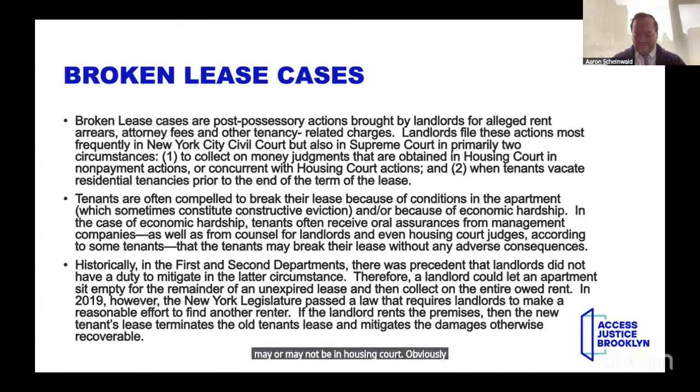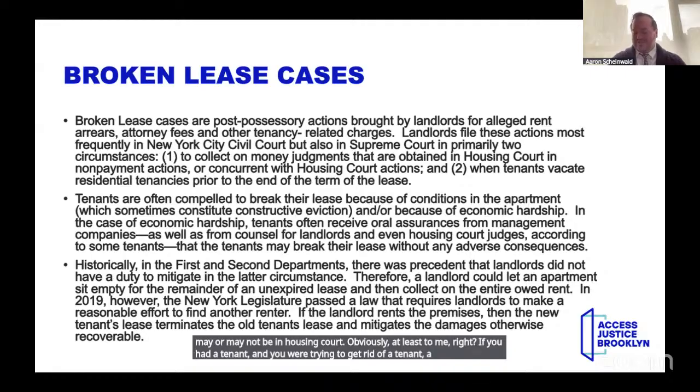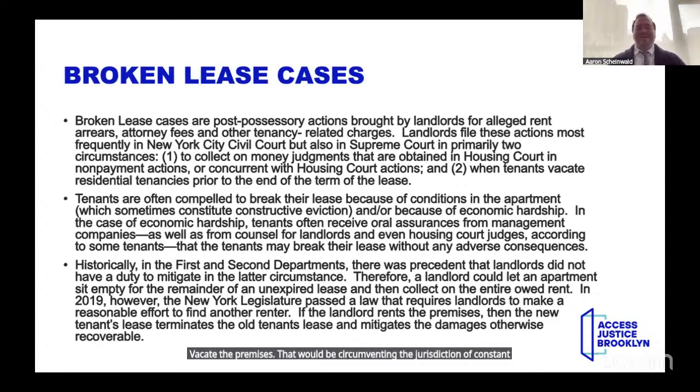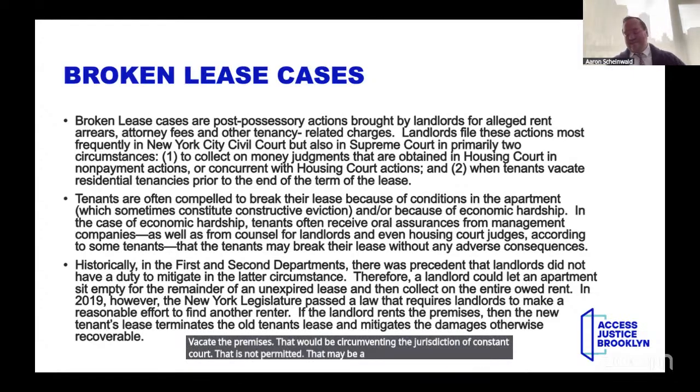Obviously, at least to me, right? If you had a tenant and you were trying to get rid of a tenant, a great strategy to circumvent the protections of housing court would be to sue your tenant for $25,000 or $50,000 in damages in civil court or Supreme Court and say, hey, I will settle with you. What I will do is waive these damages if you agree to what? Vacate the premises. That would be circumventing the jurisdiction of housing court. That is not permitted. That may be a situation that you find someone in or someone comes to you and they're facing, and you need to help them advocate around that.